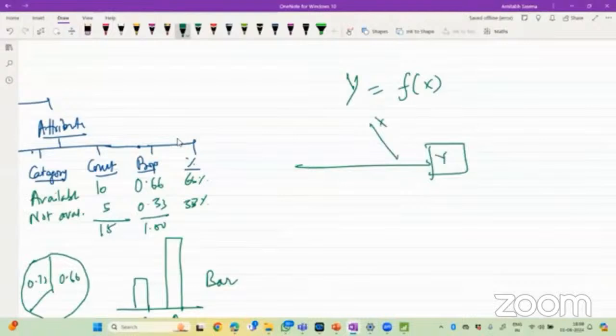Is this Y affected by X? So here we will do a scientific investigation. Scientific investigation like a scientist. He starts with hypothesis. Hypothesis means null hypothesis, alternative hypothesis.